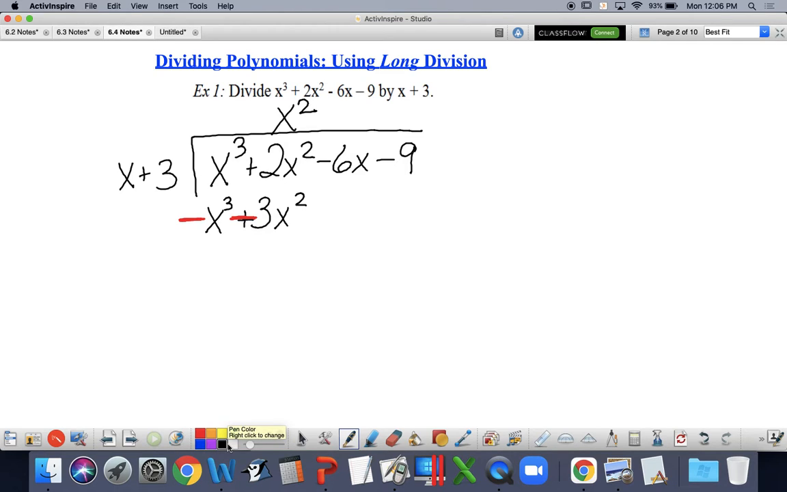Now here is where I combine these together. My x cubed minus my x cubed go away. That's exactly what I was looking for. Now 2x squared minus 3x squared is negative 1x squared, or negative x squared. I then bring the next term down, right? That's my next placeholder.